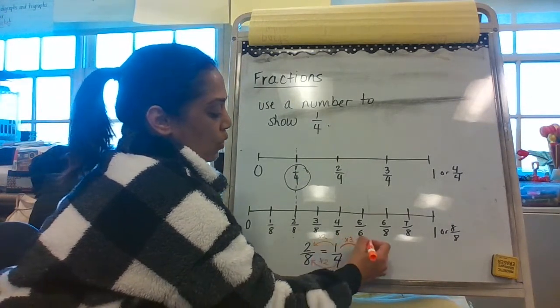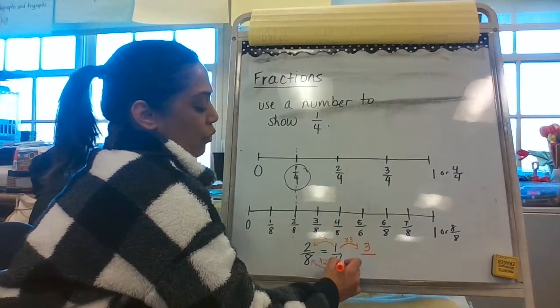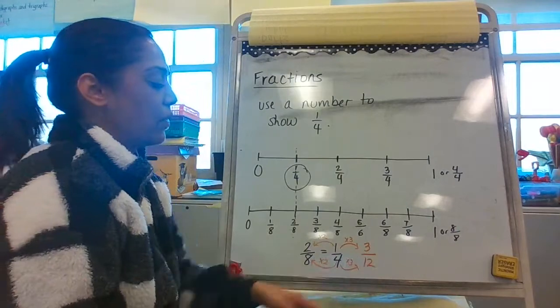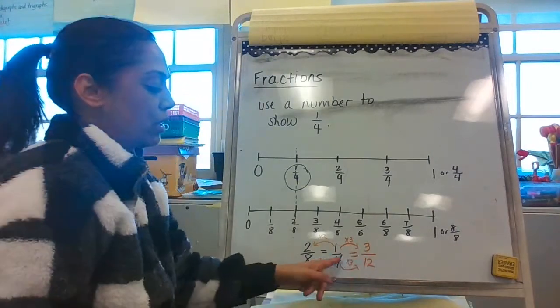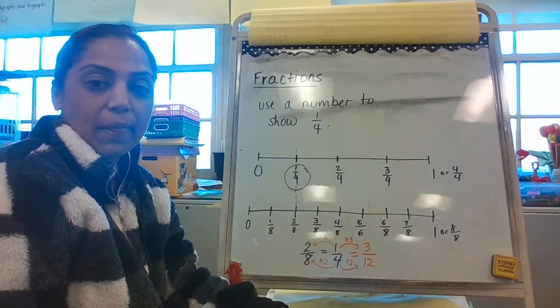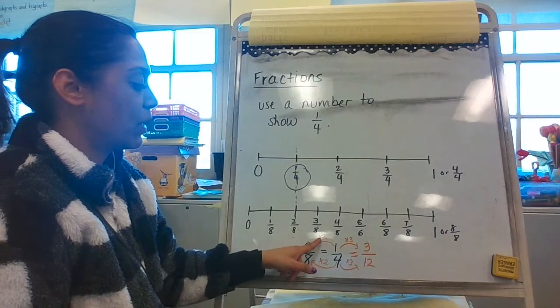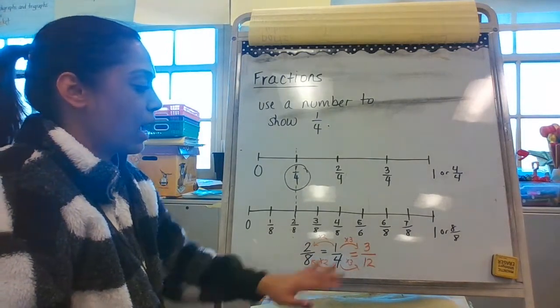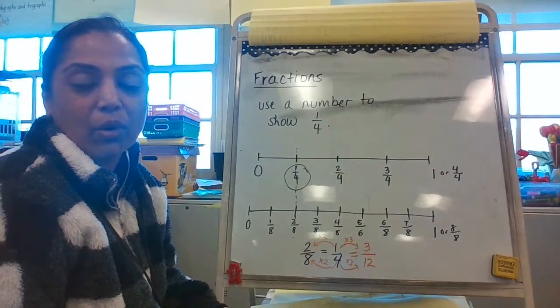If you do 1 times 3, it's 3, and 4 times 3 is 12. 3/12 is another equivalent fraction to 1/4. Again, the trick is whatever number you multiply to the top, the numerator, you multiply to the denominator. And that is one trick of finding equivalent fractions.